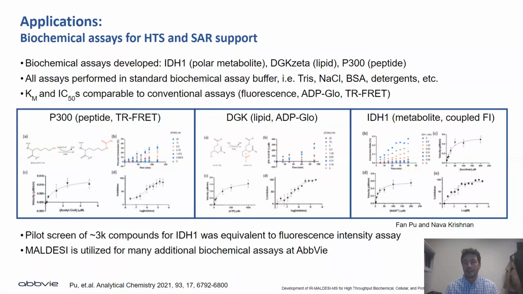For IDH, the coupled assay was not amenable to use of DTT or reducing agents. We were able to run that with reducing agent with the mass spec, and we were able to get rid of a lot of nuisance compounds. So we're currently utilizing MALDESI for both high throughput screens and weekly SAR support for biochemical assays, and it's been a lifesaver for some projects.